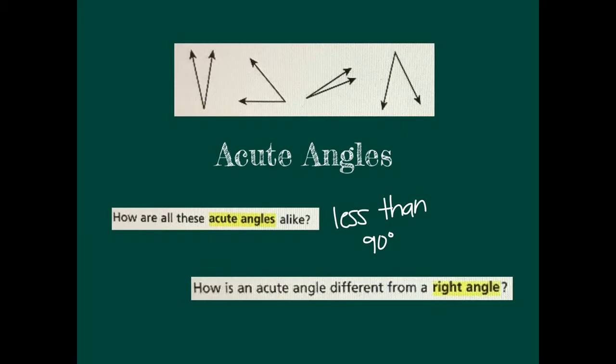Our next question asks, how is an acute angle different from a right angle? Well, acute angles are different in that they must be less than 90 degrees, whereas a right angle has to be exactly 90 degrees. So if you see any angles that look smaller than that perfect perpendicular right angle, you know you have acute angles.